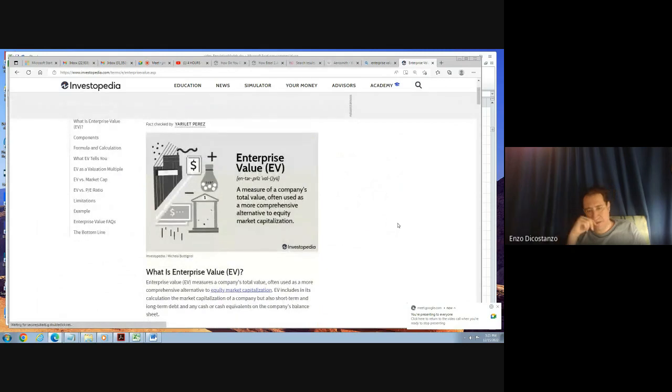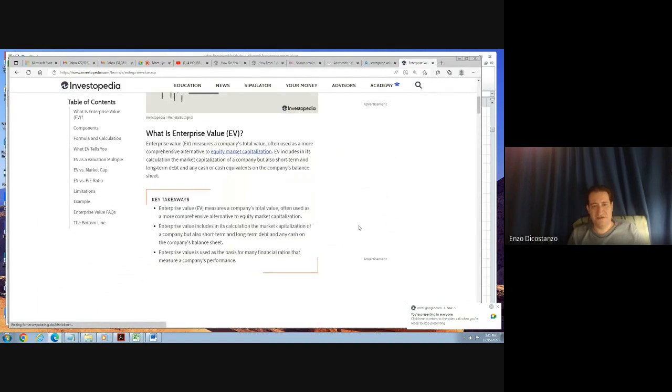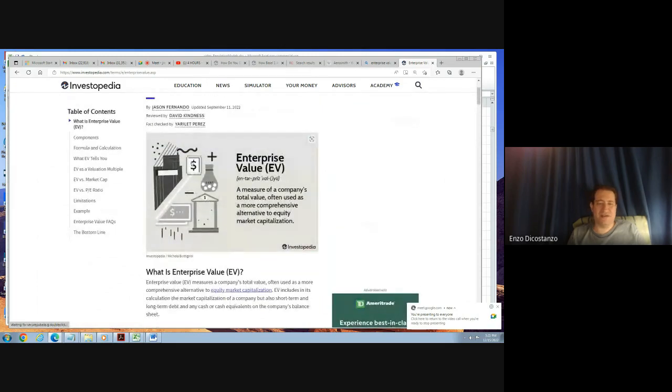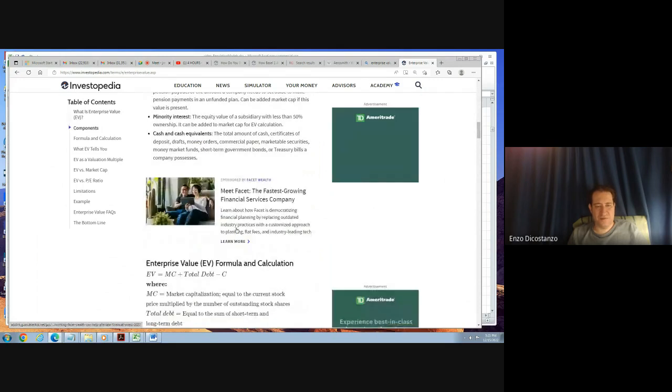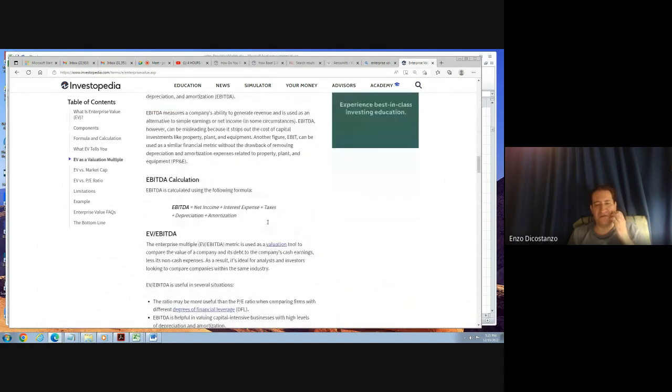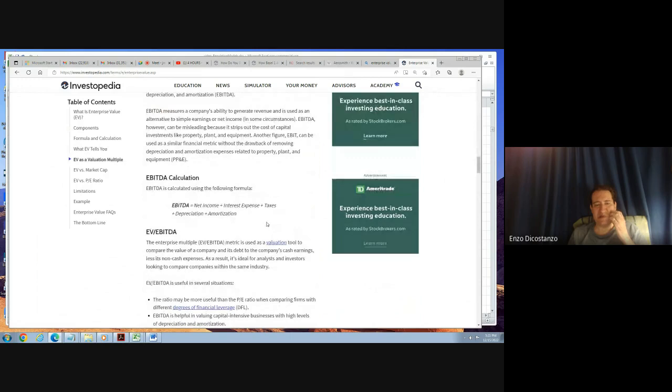Here it says a measure of the company's total value, a more comprehensive alternative to equity market capitalization. See, we always love the chemistry. It's a bag, but it's a bag of money. It's like the chemistry beakers and things of that nature. We love all that. Yeah, there's the formula. Okay, it's just a repeat of what we just said. So how we get EBITDA.